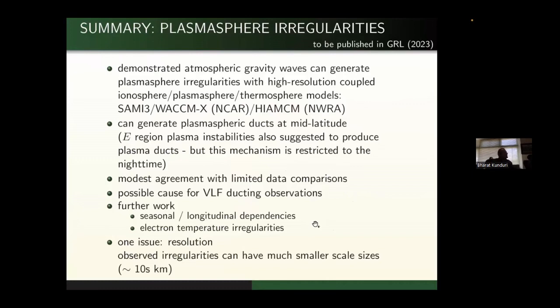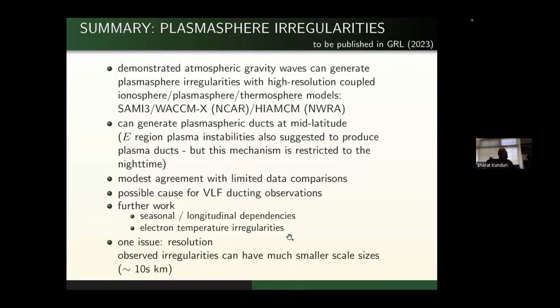I know this is a big downside, but be that as it may, even though we're doing global simulations at high resolution, high resolution is still 100 kilometers or more in terms of scales we can resolve. And a lot of these irregularities, when they talk about ducts, they have also been seen at much smaller scales, tens of kilometers. So we're off by an order of magnitude in spatial scale in our ability to capture this small scale stuff, but we're at least moving in the right direction.